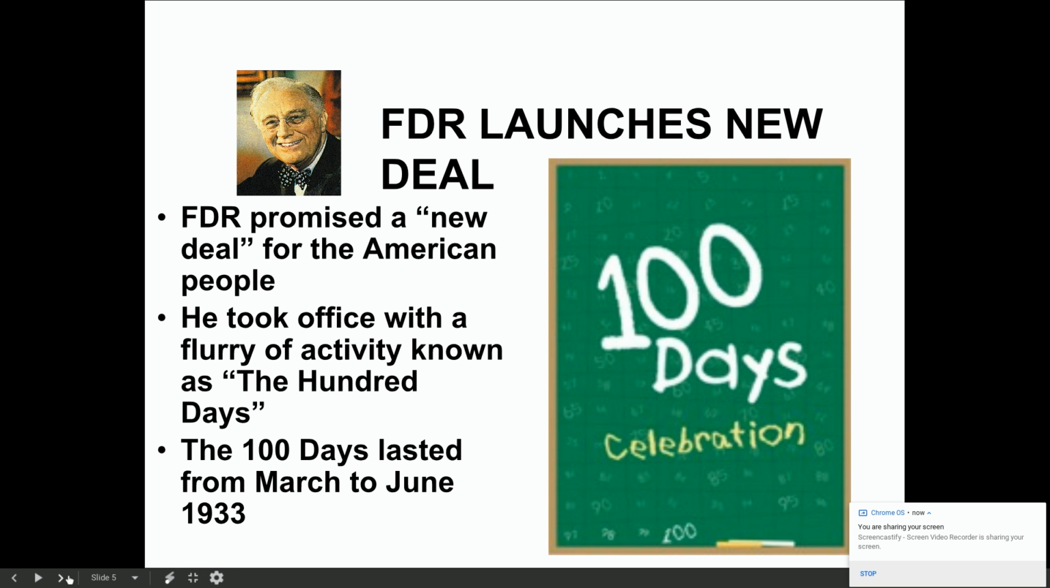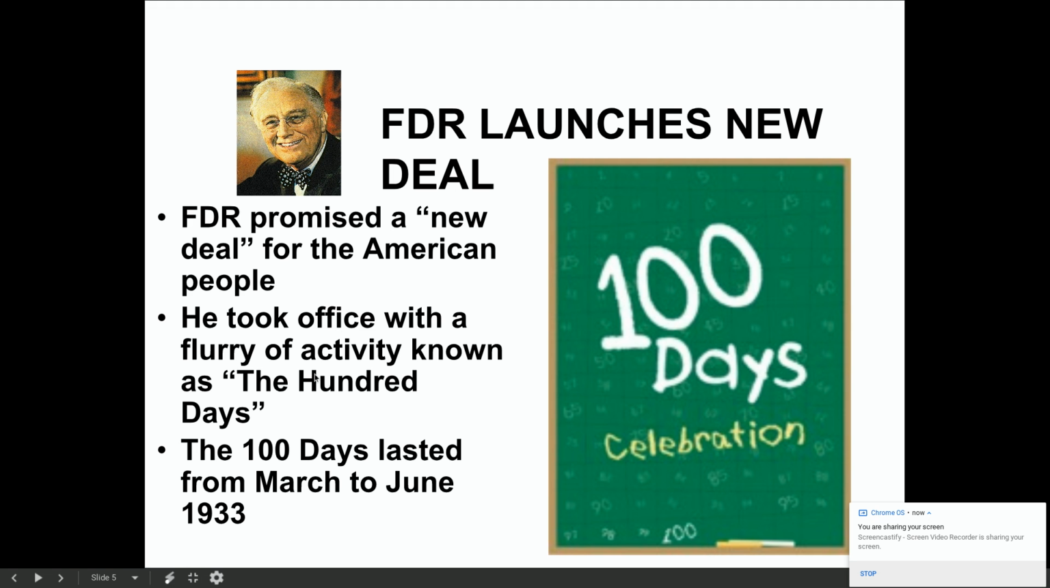election. When FDR is elected, he launches what he calls the New Deal with his first 100 days, where the idea was to pass legislation that would alleviate suffering of Americans struggling with the Great Depression. And he called it the New Deal, and that name kind of stuck.